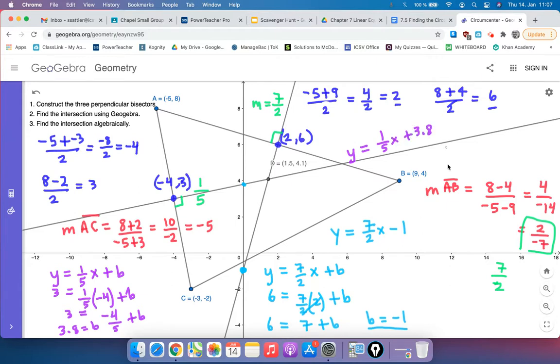Okay, now how do we get this? We did a lot of work so far and we haven't found it yet. We have to set these two equations equal to each other and solve for x. That's the last step. So we take 1/5 x plus 3.8 and set it equal to 7/2 x minus 1. So we're going to need another page for that. Let me open up a whiteboard.